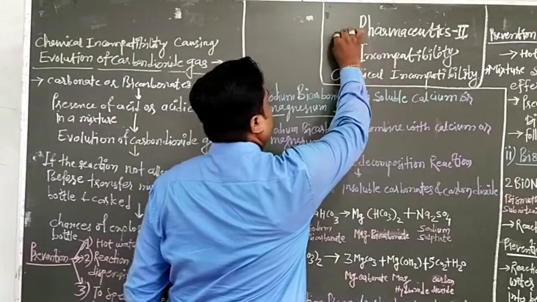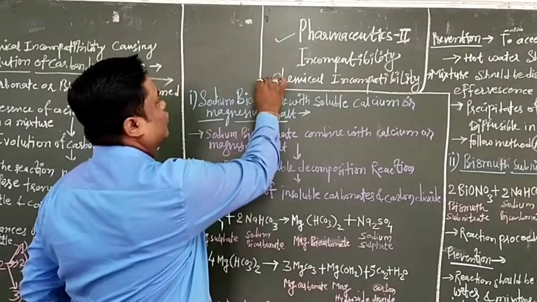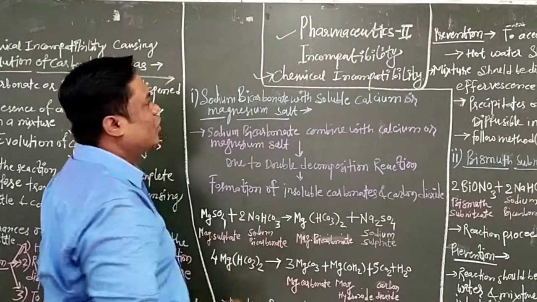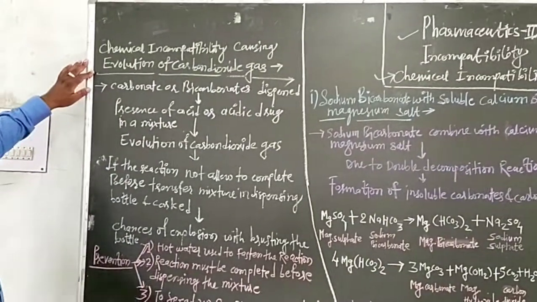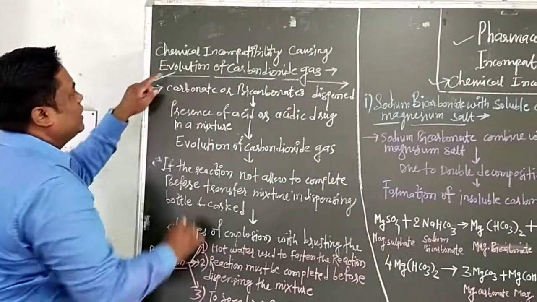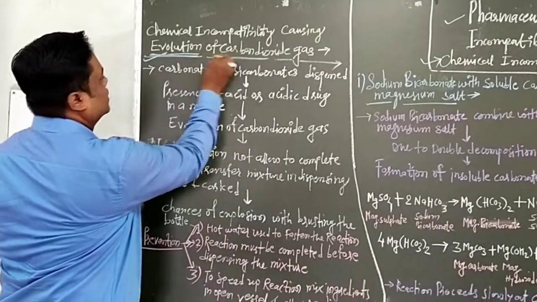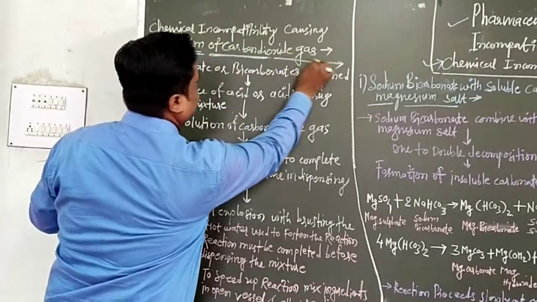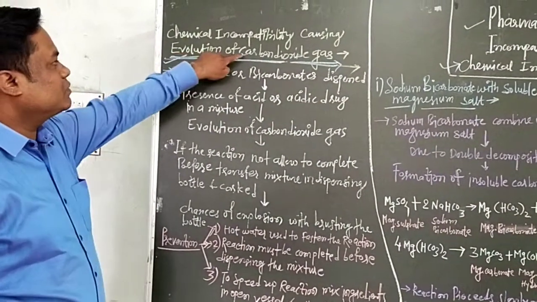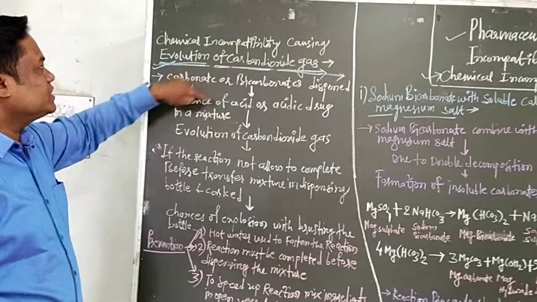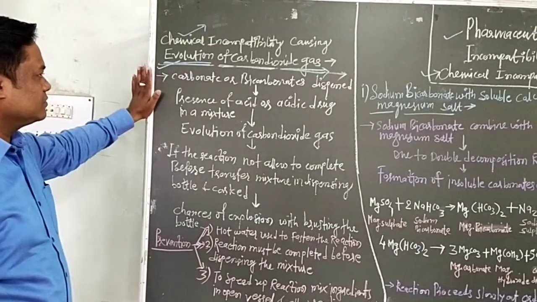Today's subject is pharmaceutics 2. Chapter number 2 is incompatibility, and the subject is chemical incompatibility. Then we have to see the example of chemical incompatibility causing evolution of carbon dioxide. An example of evolution of carbon dioxide gas causing chemical incompatibility is the bicarbonate.